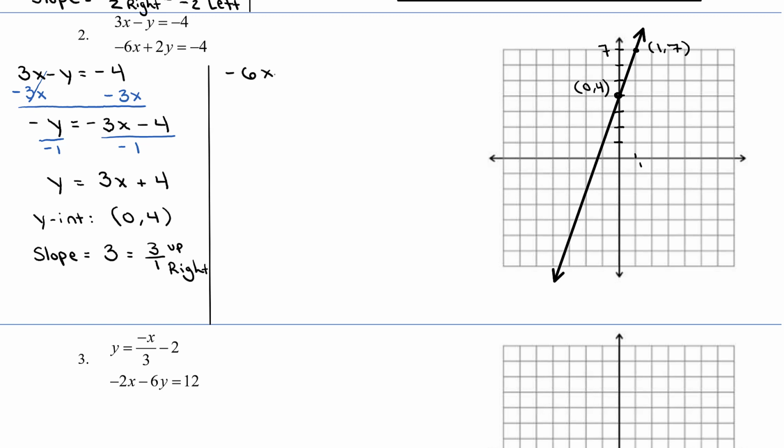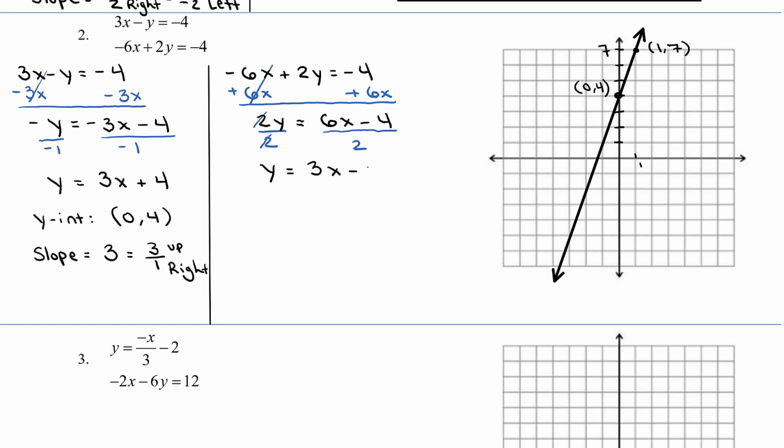Now we're going to move on to our second equation. Negative 6x plus 2y equals negative 4. And I'm going to add 6x to both sides of my equation. The negative 6x and the positive 6x are going to zero out, and we are going to be left with 2y equals 6x minus 4. Now we can divide both sides by 2, and the 2's divide out, giving me 1y equals 3x minus 2. Now this is in slope-intercept form.